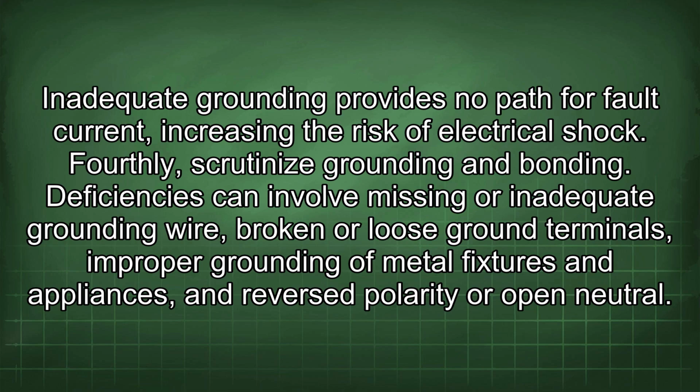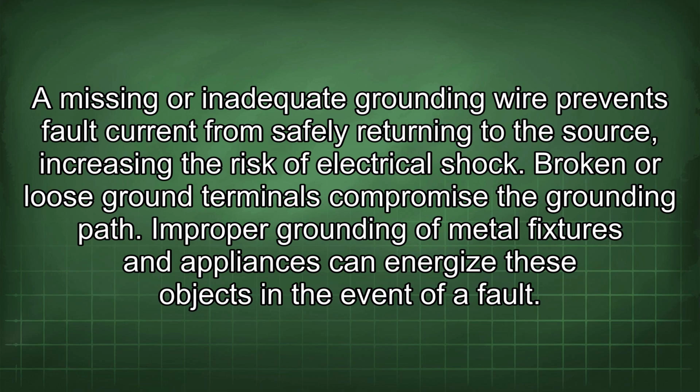Deficiencies can involve missing or inadequate grounding wire, broken or loose ground terminals, improper grounding of metal fixtures and appliances, and reverse polarity or open neutral. A missing or inadequate grounding wire prevents fault current from safely returning to the source, increasing the risk of electrical shock. Broken or loose ground terminals compromise the grounding path.